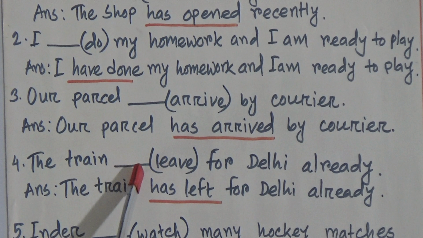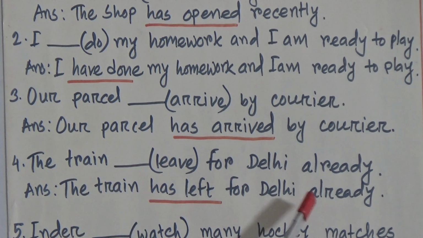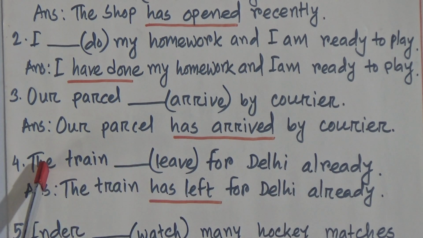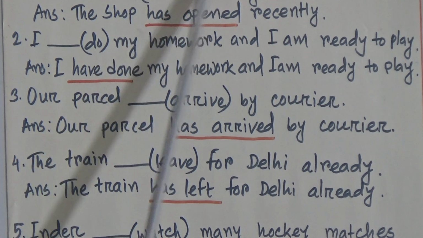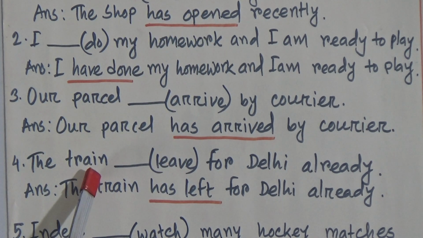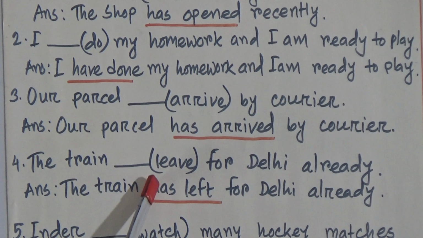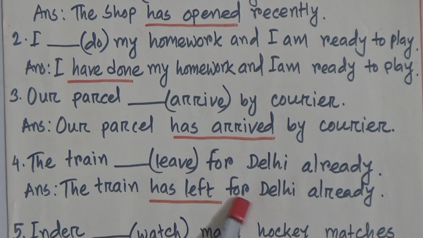So this is the sentence marker. If we convert this sentence into present perfect tense, we have to use a singular auxiliary verb because the train is singular. So we have to use has. Leave, left, left. The past participle form of the verb leave is left. Leave, left, left, okay? So the answer would be: The train has left for Delhi already, okay?